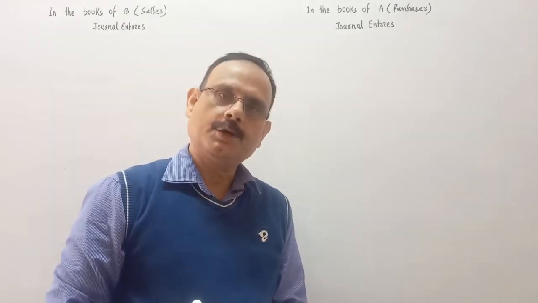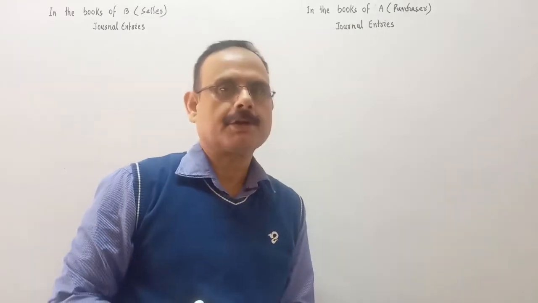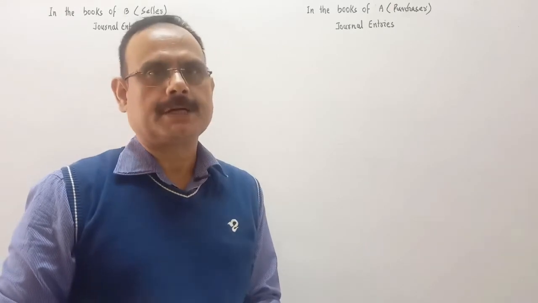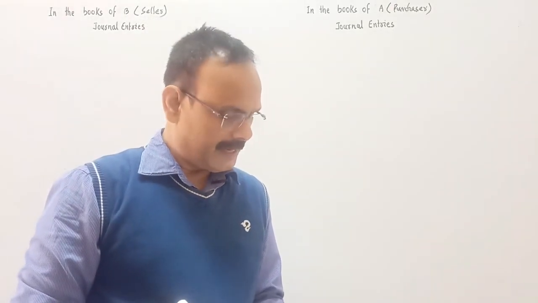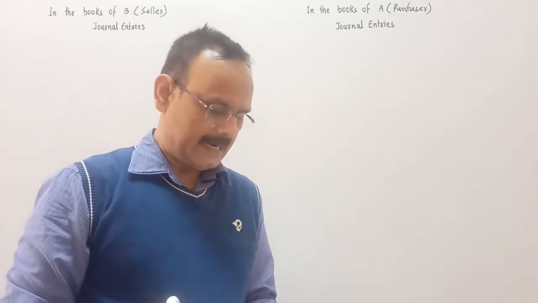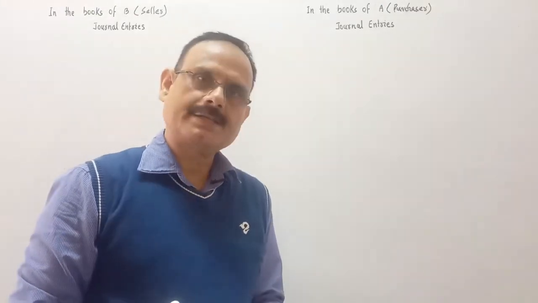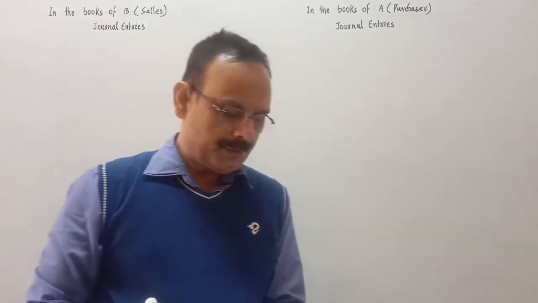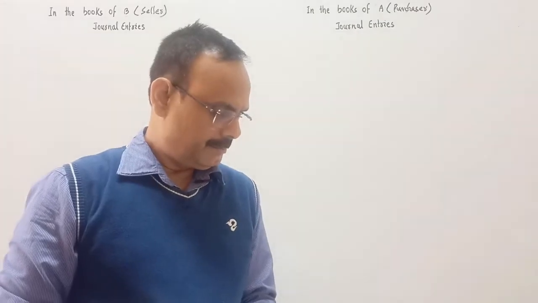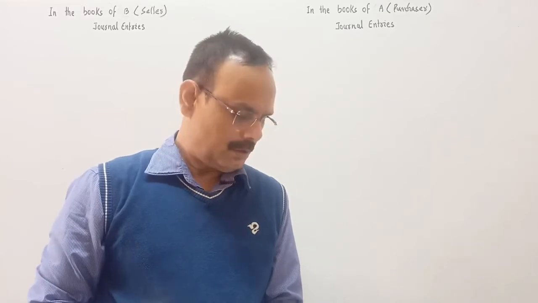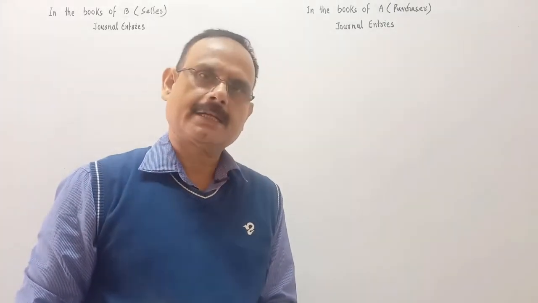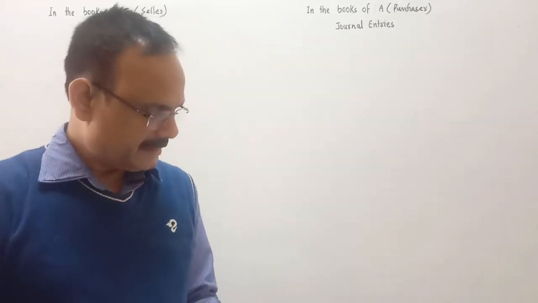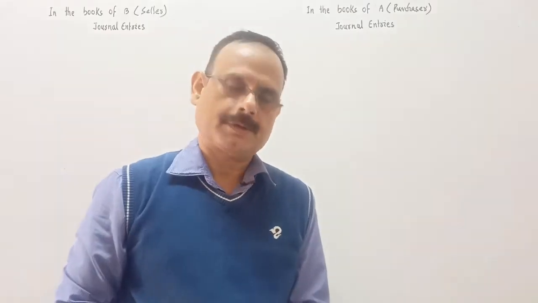B immediately endorsed the promissory note in favor of his creditor C for the full settlement of a debt of 31,000. On the due date, the bill was dishonored and C paid 100 as noting charges. C is the holder of the bill. On the same day, C informed B about the dishonor of the bill. B settled his due to C by check for rupees 30,100, which includes noting charges. A settled B's claim by check for the same amount.